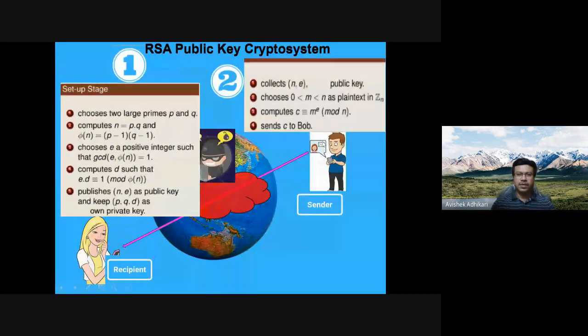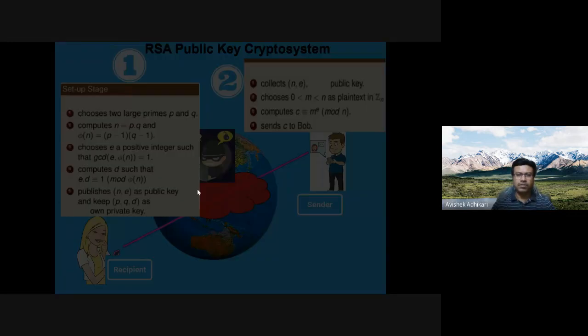Then it will be the turn for the sender. The sender will first collect the public key, as I have just shown. Then she chooses m, the plain text value, within the range 0 to n minus 1, and then computes m to the power e modulo n. That will be the ciphertext, and she sends this ciphertext to Bob. Okay, I mean to the girl.